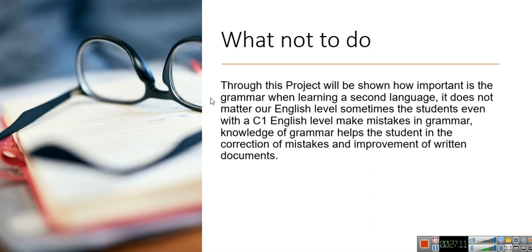"Through this project will be shown how important is the grammar when learning a second language. It does not matter our English level. Sometimes the student, even with a C1 English level, make mistakes in grammar. Knowledge of grammar helps the students in the correction of mistakes and improvement of written documents." Okay, Maria. So I want you to tell me what you see here that's wrong in this introductory paragraph?